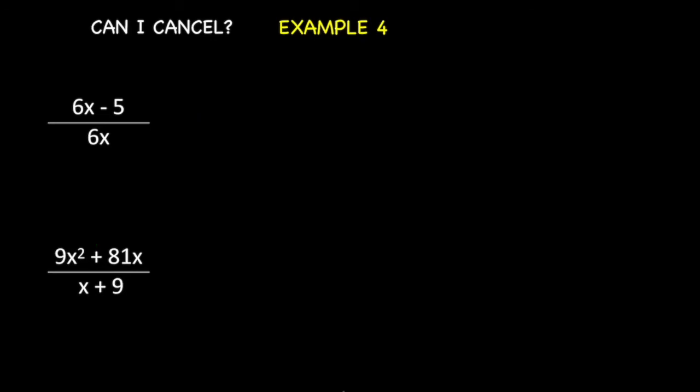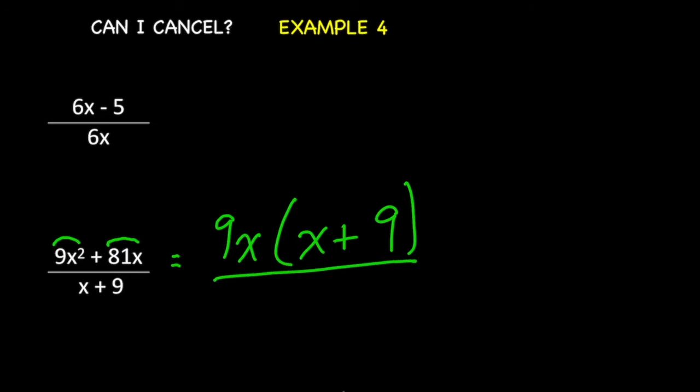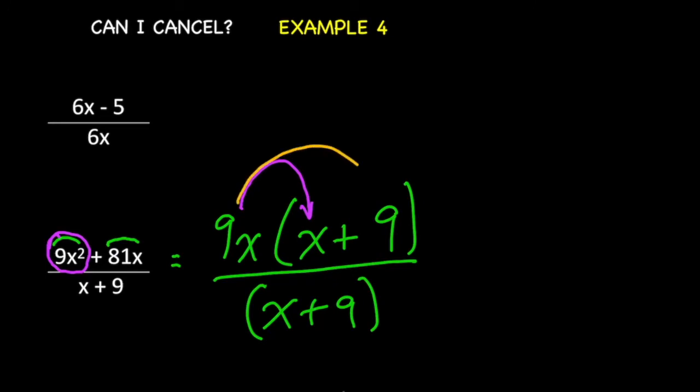However, what do we notice? We notice that the 81x and the 9x squared have a common factor, namely 9x. We're going to pull that out. We are going to create a parentheses situation. Now, we are allowed to cancel. Before we do, we check our math. We check that 9x times x equals the first term, and it does, 9x squared. And then we check that 9x times 9 equals the second term, and it does, 81x.